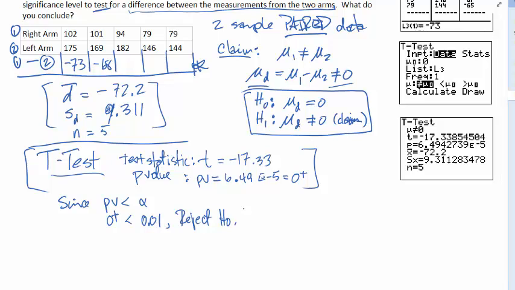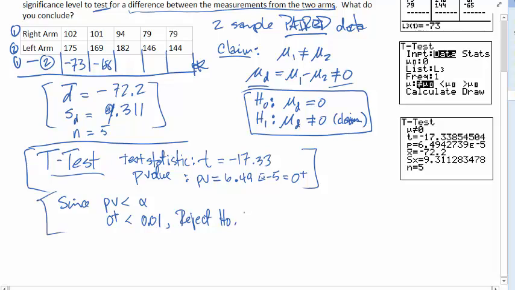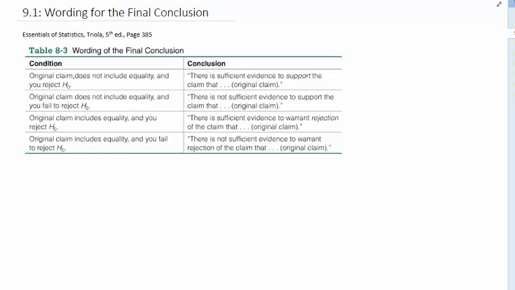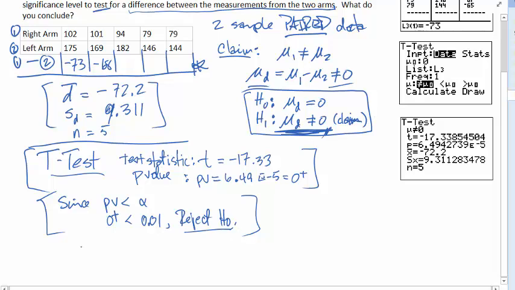So now what's our wording? So this is just the decision. We still need to write our conclusion in words. So it looks like our claim does not contain a condition of equality, and then we rejected the null hypothesis. So again, this table is very useful. Our original claim does not include a condition of equality, and we rejected the null hypothesis, so we must support the claim. Okay, so that's going to be our conclusion.